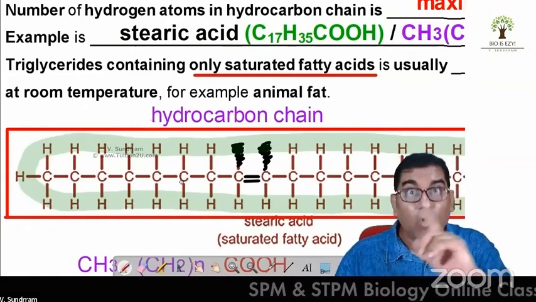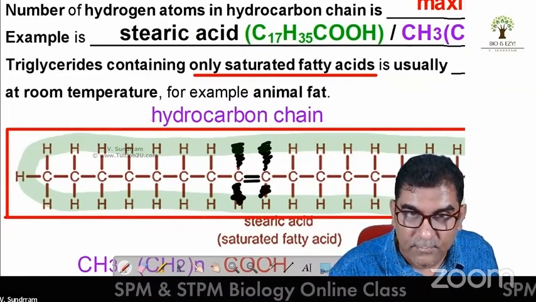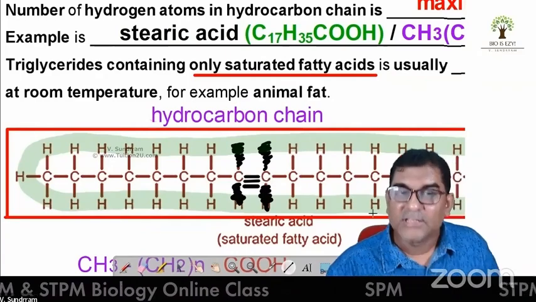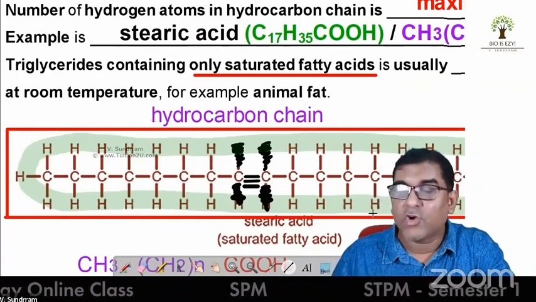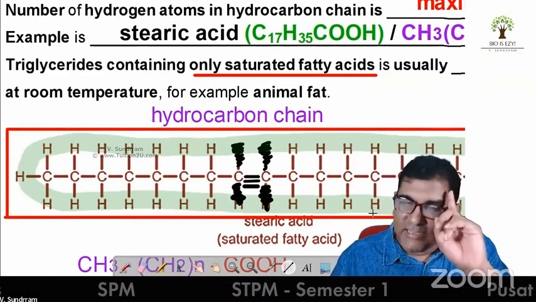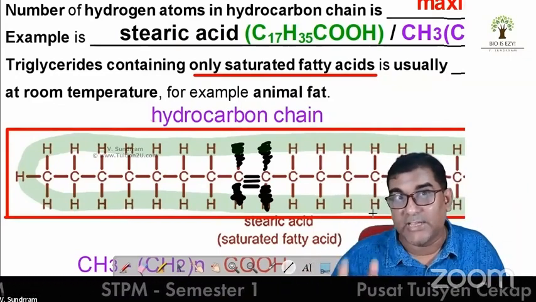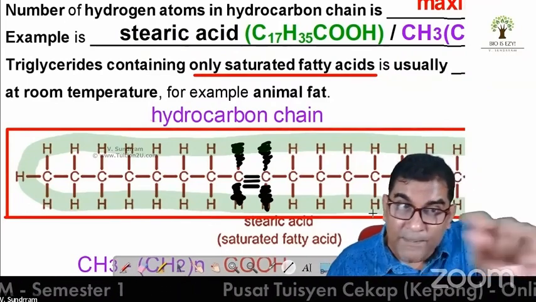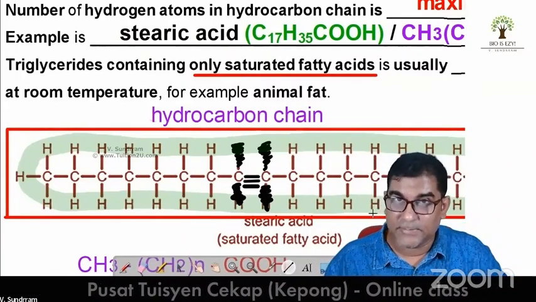Or there's another choice. You remove this, you make this into a triple covalent bond. Sekurang-kurangnya satu double covalent bond atau triple covalent bond. That is the rule. At least one double or triple covalent bond in the hydrocarbon chain. It becomes unsaturated. The number of hydrogen atoms in the chain is lower than maximum.